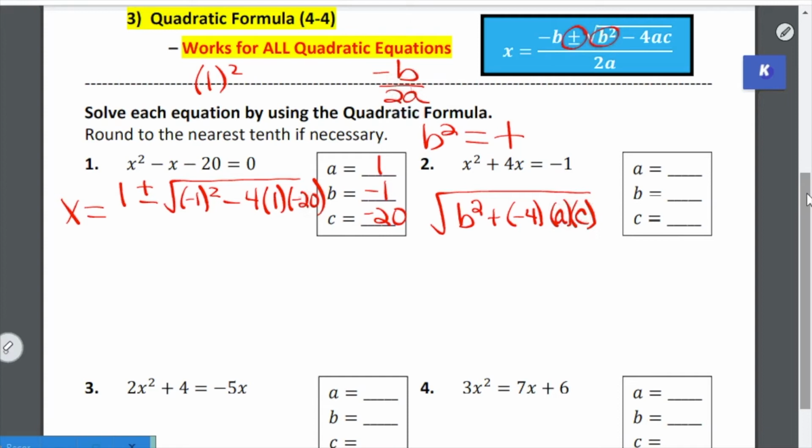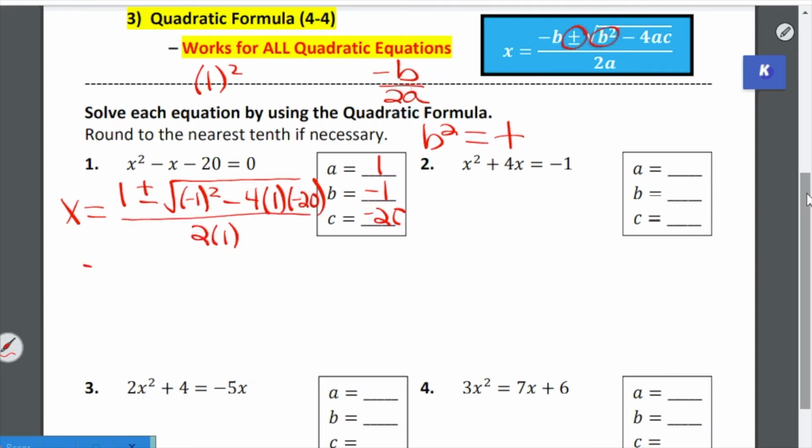So I'm going to work through those, and I want you to pay attention to what happens, okay? And then that's all over 2 times A, which in this case is just 2. So this part's easy. What happens under the radical is this. Negative 1 squared becomes positive 1. Now, we're done with that. I want you to think of negative 4 times 1 is negative 4. And then negative 4 times negative 20 is positive 80. Okay?